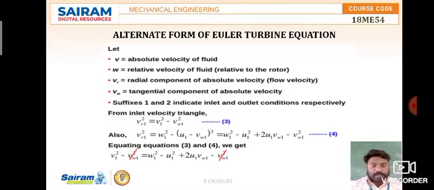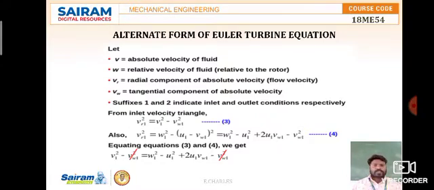Hello students, in my previous video, we have seen the Euler's turbine equation. Euler's turbine equation is equal to m dot into (Vw1 u1 minus Vw2 u2), divided by Gc for unit balancing, where the value of Gc is nothing but 1. Or else, m dot into (Vw1 u1 minus Vw2 u2) will give you the Euler's turbine equation, which is energy E.